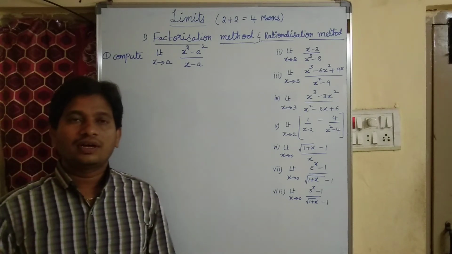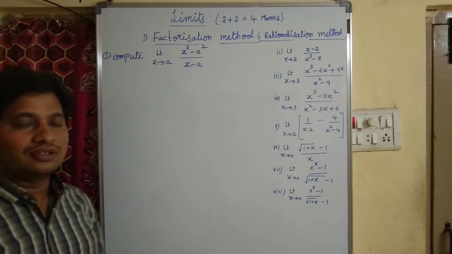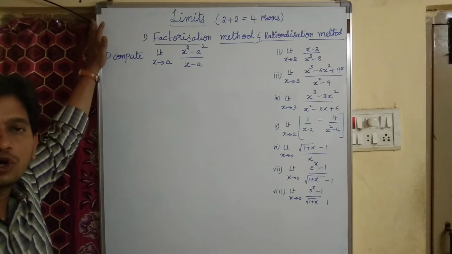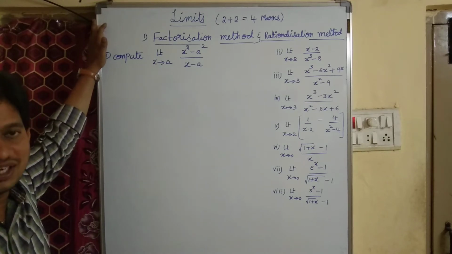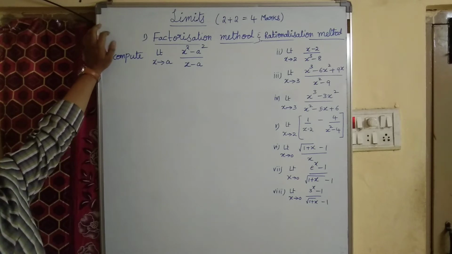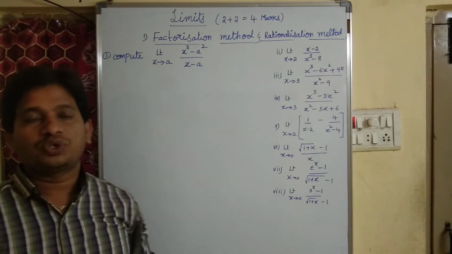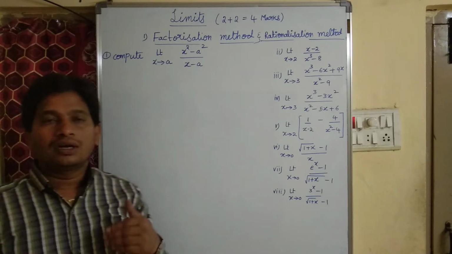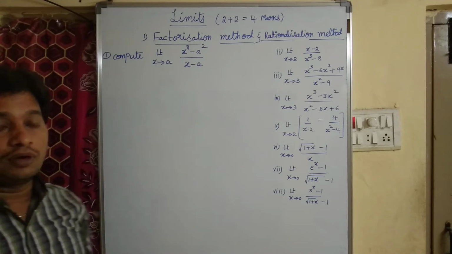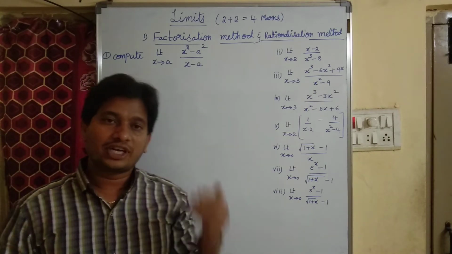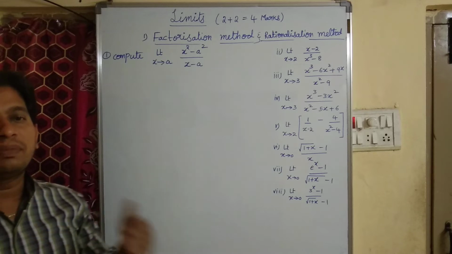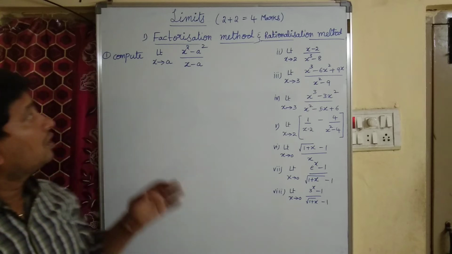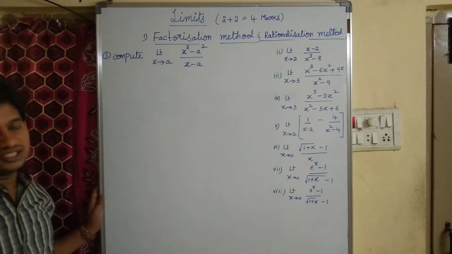Myself Naveen, I am the maths mentor, and in today's session let us discuss one of the most important topics in mathematics 1B, that is limits. It carries two marks questions. We have different methods like the factorization method, rationalization method, standard forms, and standard forms of trigonometric functions. First of all, in today's video let us discuss the factorization method and rationalization method.